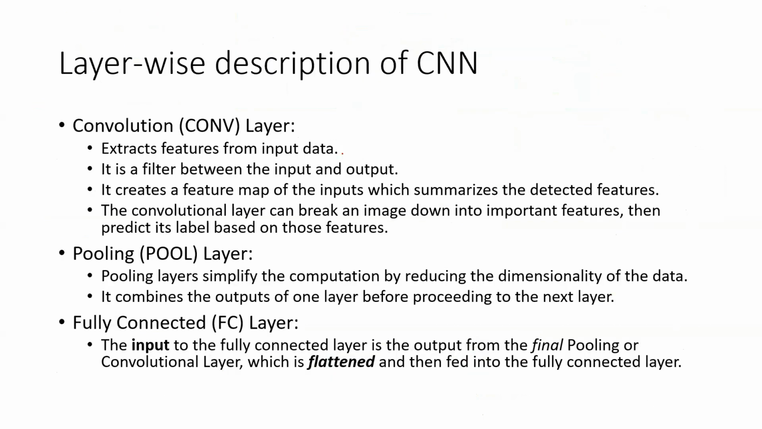So this is the summary of this layer-wise CNN. The convolution layer extracts features from the input data. It is a filter between the input and the output. So what kind of filter are you applying? For example, we need vertical edges, horizontal edges, some other textural regions, some spots. So just filter those particular areas from an image.